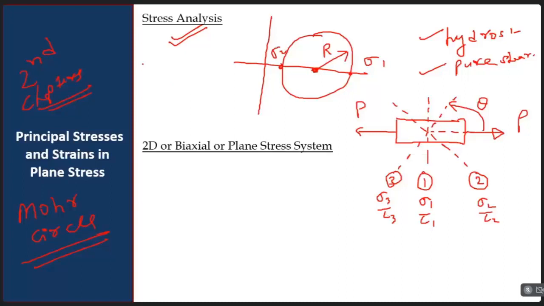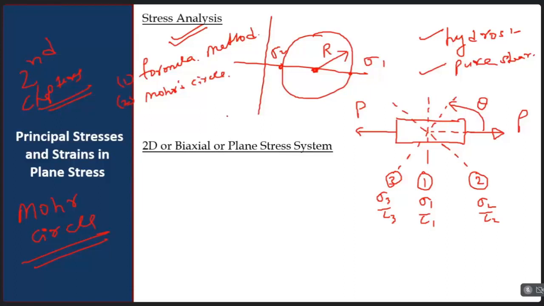One is the formula method. Just go for the direct formula. And the second one is the Mohr circle. We should go for the Mohr circle method.